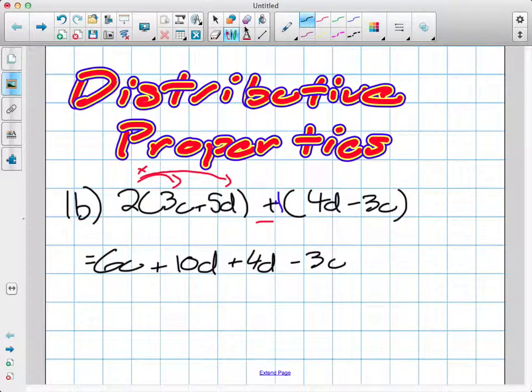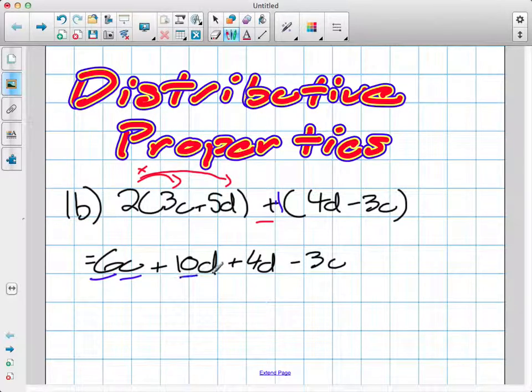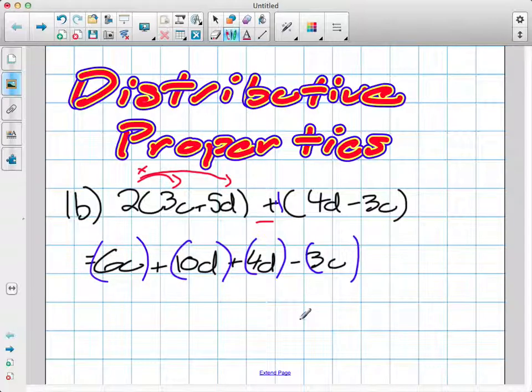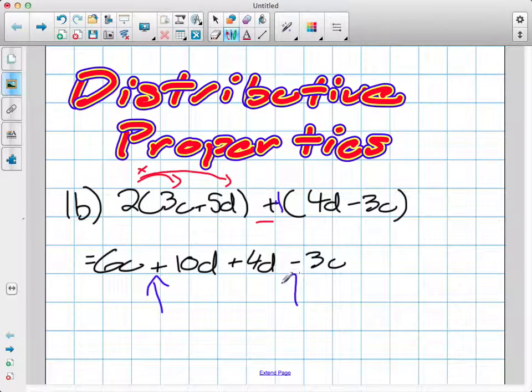So, we now have 4 separate terms. Technically, this reads 6 times c, 10 times d, 4 times d, negative 3 times c. But because they're multiplication, and we know they're eventually going to become one term, we're going to consider each one a term. Right now I have 4 separate terms, and that's going to change once I collect my like terms. What separates these to let us know that they're terms is we have either a positive or negative sign, or a plus or subtraction sign in between them. That's how we know we have 4 terms right now.